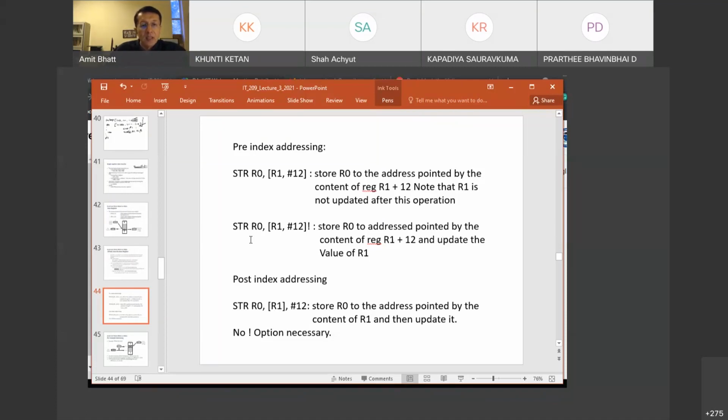Now, whatever I have put as a store, you can replace it with load and it would have the reverse meaning: take the content. Suppose I have written LDR over here. What it means is: take the content from the address calculated as the content of R1 plus 12, get something from that memory and put it into register R0. So that is loading into a register. That is LDR. So you can replace this STR with LDR. Of course the meaning would change, but they would all be legitimate instructions. Does anyone have any question on this?